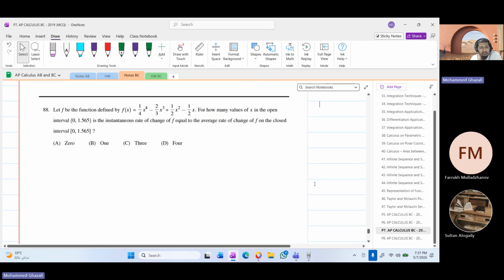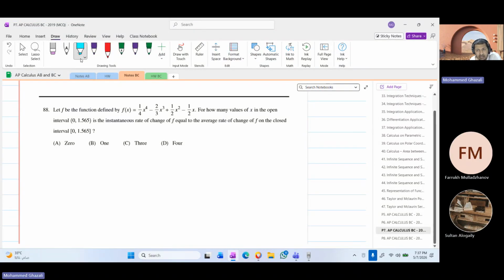Next one. Let f be the function defined by f of x. For how many values of x in the open interval 0 to 1.565 is the instantaneous rate of change equal to the average rate of change? So basically they're asking you, f prime of x is equal to what? The average rate of change: f of b minus f of a over b minus a. So what's f prime of x? x cubed, we're finding the derivative, 3 times 2/3, so minus 2x squared.